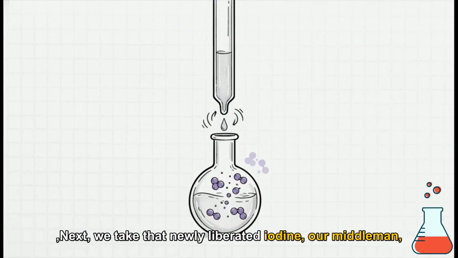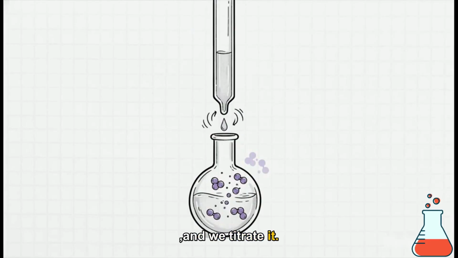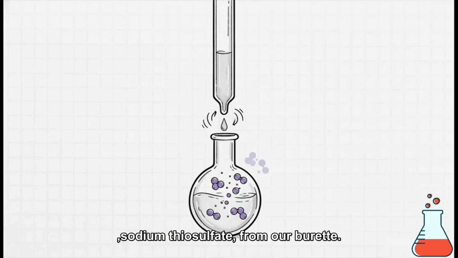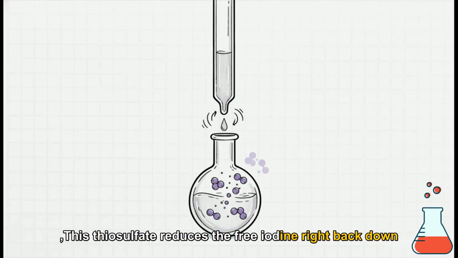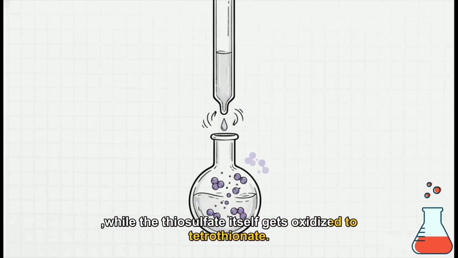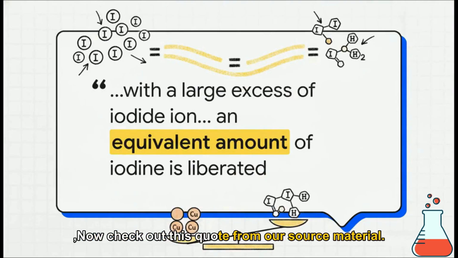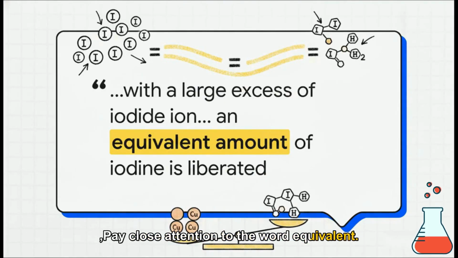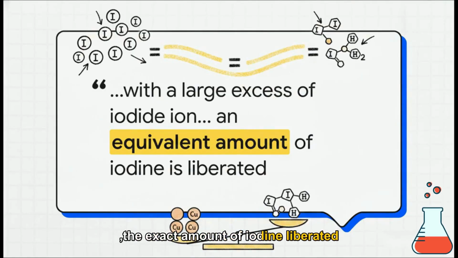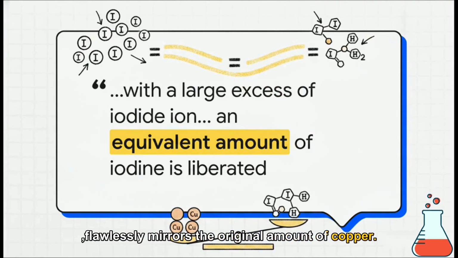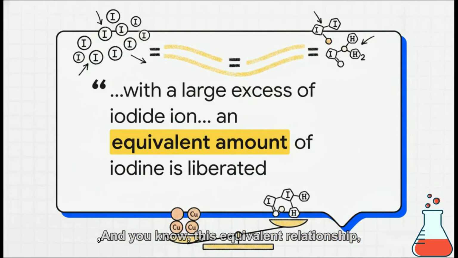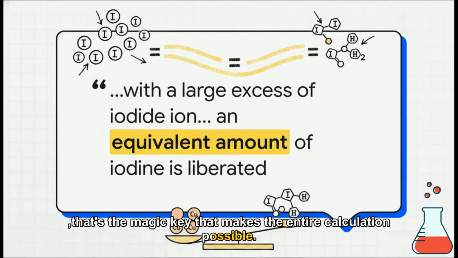Next, we take that newly liberated iodine, our middleman, and we titrate it. We systematically drop a standard reducing agent, sodium thiosulfate, from our burette. This thiosulfate reduces the free iodine right back down into invisible iodide ions, while the thiosulfate itself gets oxidized to tetrathionate. Now check out this quote from our source material. Pay close attention to the word equivalent. Since we totally flooded that initial solution with excess iodide, the exact amount of iodine liberated flawlessly mirrors the original amount of copper. The copper completely dictated how much iodine was released. And you know, this equivalent relationship, that's the magic key that makes the entire calculation possible.